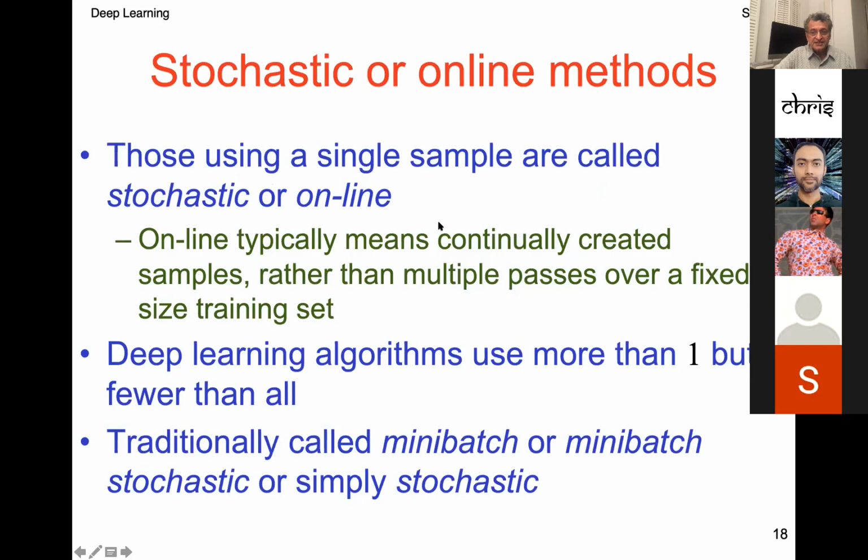Stochastic or online methods: those using a single sample are called stochastic or online. So you could also try one sample at a time. Online typically means continually created samples rather than multiple passes over a fixed training set. So there is useful terminology to remember. When we purchase some new device, for example with a fingerprint biometric control, it learns from a few examples, maybe even one example. And we call that online, where it is using one sample or a small number of samples. So those are online methods as opposed to stochastic methods where we use mini batch, or mini batch stochastic, or simply stochastic. So there is a difference between a single sample, which is online, or a small sample like that, where basically you're adapting to the system.